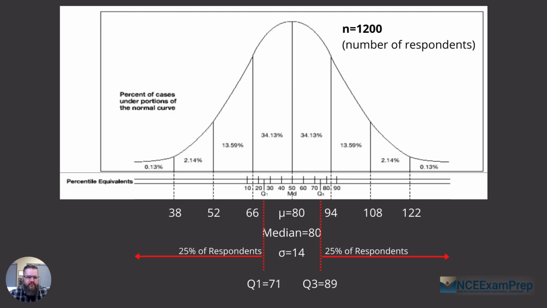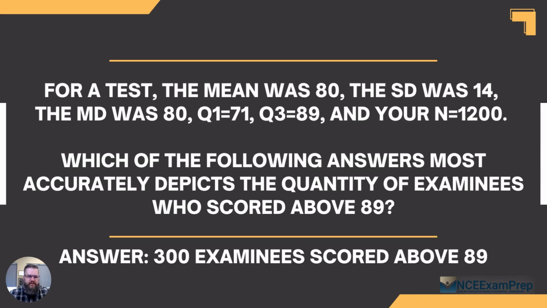So we've been given Q3 is 89, and if the interquartile range is 50%, then we know that 25% of the respondents scored below Q1, and 25% of the respondents scored above Q3. Since we've been given Q3 of 89, we just need to figure out what 25% of our total number of respondents is. So 25% of N, 1200, equals 300. And so the answer to our question is 300 examinees scored above 89.